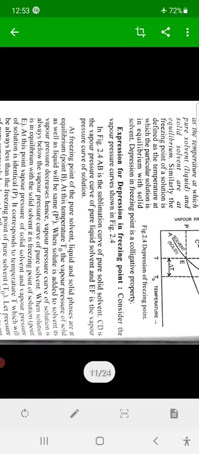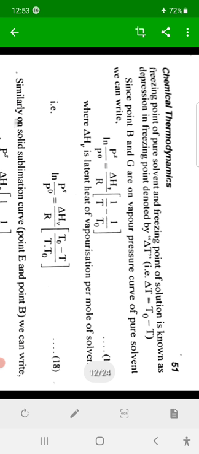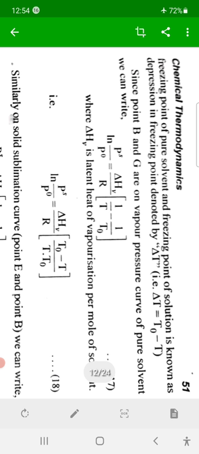And here we discuss the expression for delta Tf. So as to show that depression in freezing point is a colligative property, we must show the relationship between delta Tf and the concentration of that solution. For that purpose, consider curve BG for vapor pressure of pure solvent.